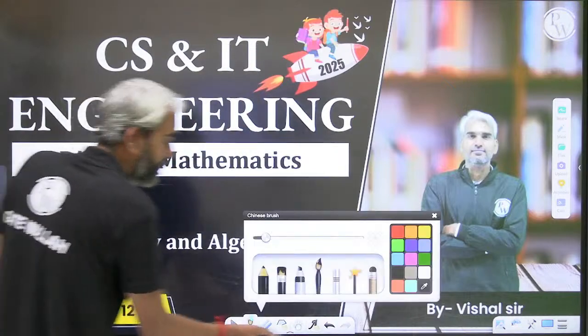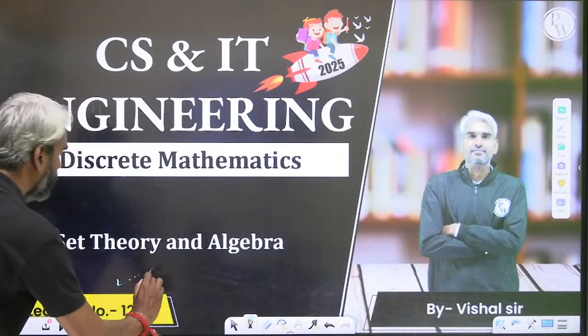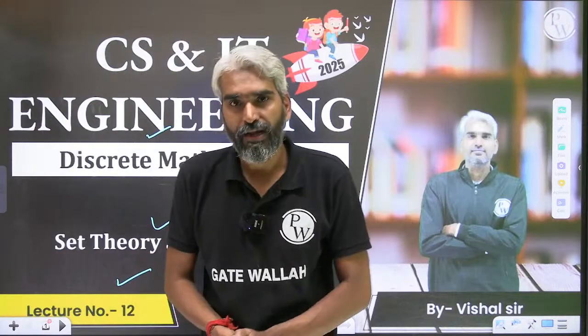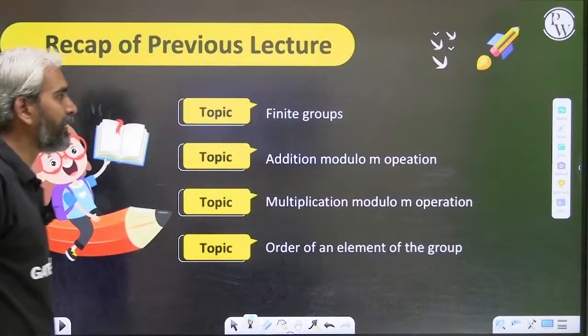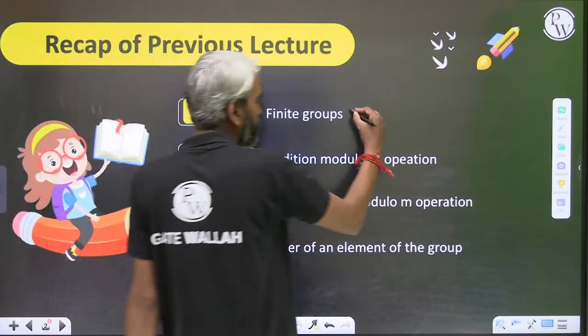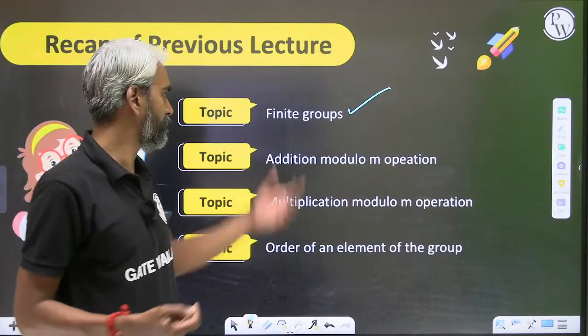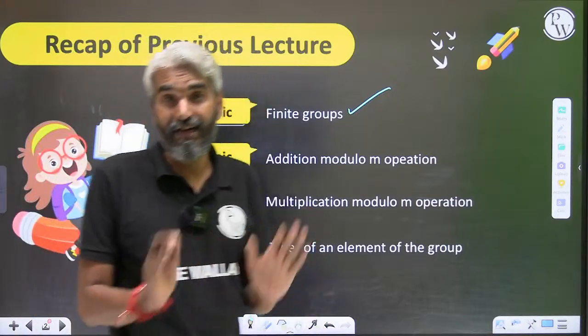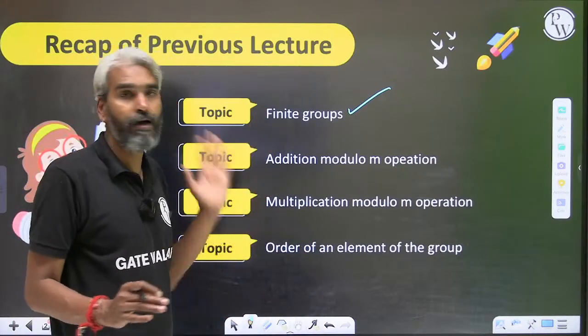Very good evening. Welcome back to the 12th lecture of discrete mathematics, and we are discussing set theory and relation algebra. What happened in the last class? In the last class, we discussed the concept of finite group. We said that if the underlying set of the group is a finite set, then the corresponding group will be called a finite group.